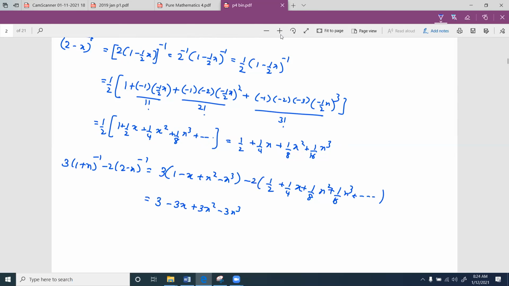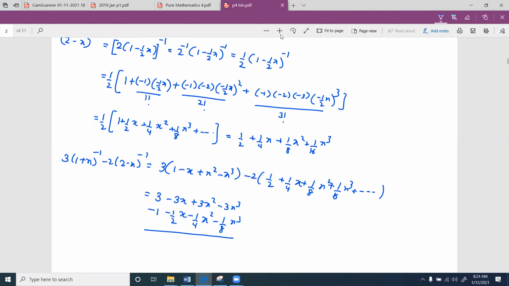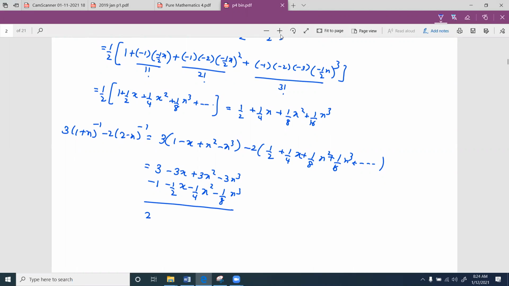Then I'll expand it and write it below in the same order. Minus 2 into half is minus 1. Minus 2 into 1 over 4 is minus 1 over 2 x. Minus 2 into 1 over 8 is minus 1 over 4 x squared. Minus 2 into this is minus 1 over 8 x to the power 3. If you expand it, you will realize it: 3 minus 1 is 2. Minus 3 minus half is minus 7 over 2 x. 3 minus 1 over 4 turns into plus 11 over 4 x squared. Minus 3 minus 1 over 8 is minus 25 over 8 x to the power 3. This is the final expansion for this.